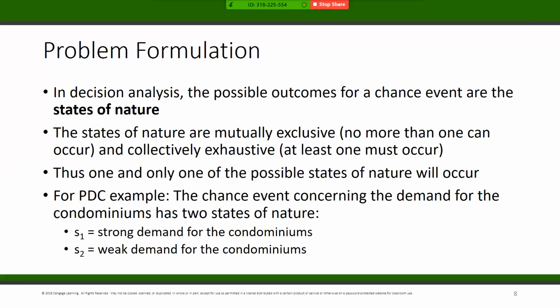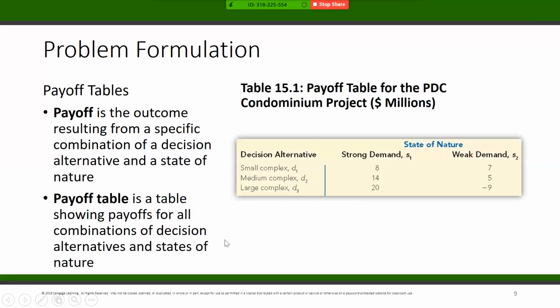Now, the states of nature are mutually exclusive, which means no more than one can occur, and they're collectively exhaustive, meaning at least one must occur. Thus, one and only one of the possible states of nature will occur. Now, for the PDC example, the chance event concerning the demand for the condominiums has 2 states of nature. S1, there's a strong demand for the condominiums, and S2, there's a weak demand.